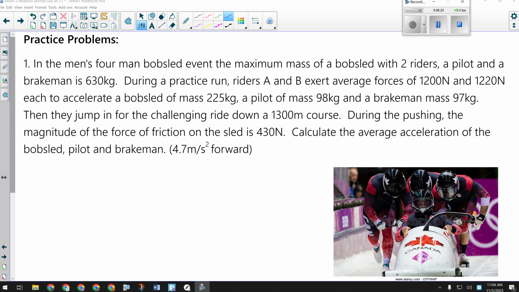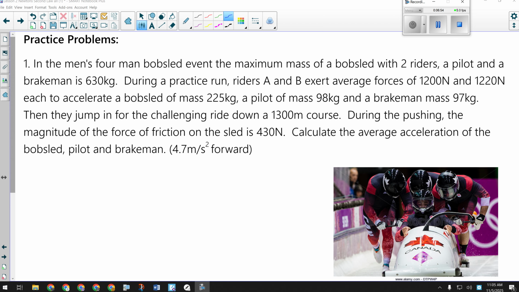So in the men's four-man bobsled, the maximum mass of a bobsled with 2 riders, a pilot, and a brakeman is 630 kilograms. So they have an upper limit on how heavy everything can be, because if you add more weight, you gain more energy, because energy is based on mass. More mass can mean a higher speed under certain conditions. So that's our maximum mass. Do I need that piece of information at all?